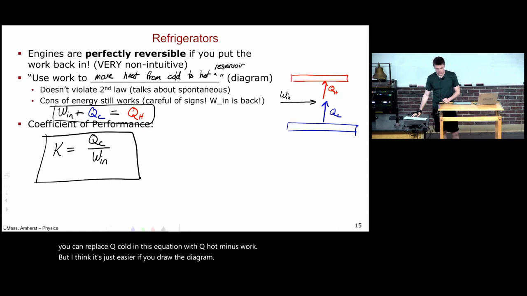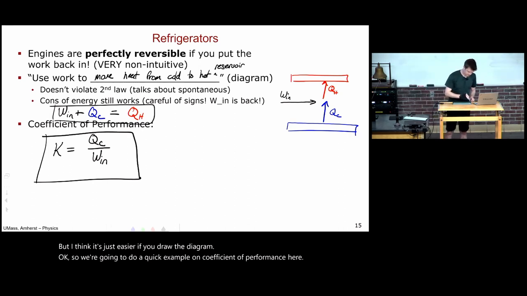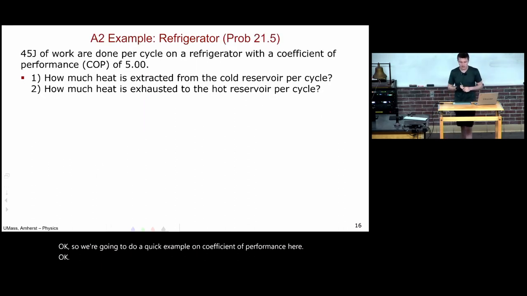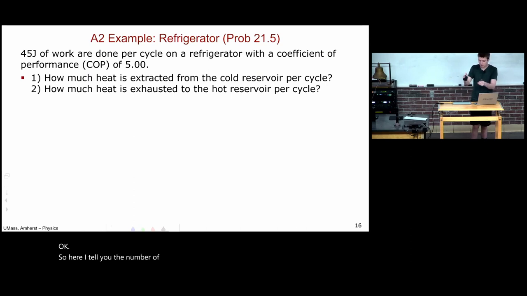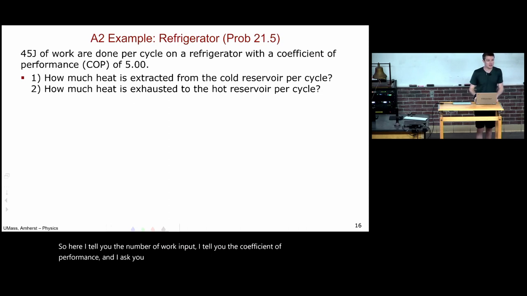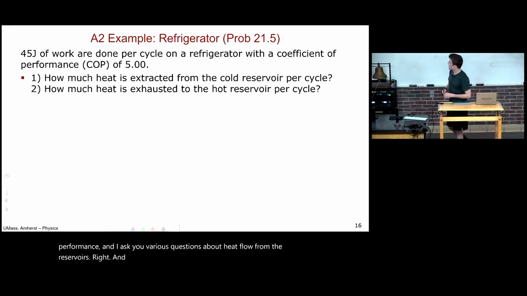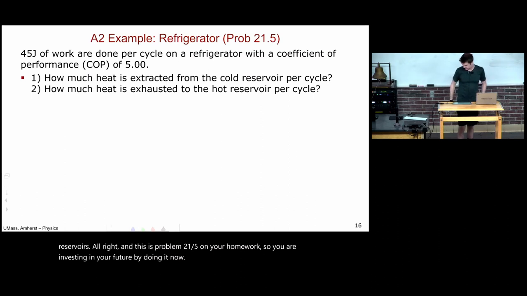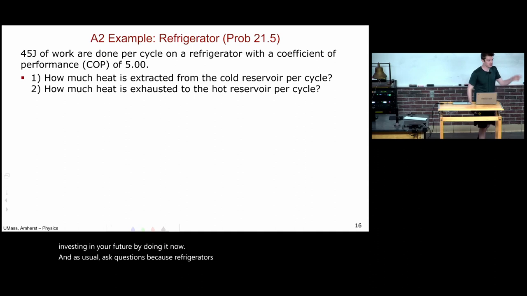Okay, so we're going to do a quick example on coefficient of performance here. Here I tell you the work input, I tell you the coefficient of performance, and I ask you various questions about heat flow from the reservoirs. This is problem 21.5 on your homework, so you are investing in your future by doing it now. And as usual, ask questions because refrigerators can be confusing with all the sign conventions.